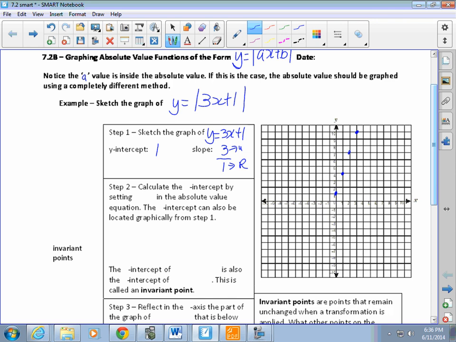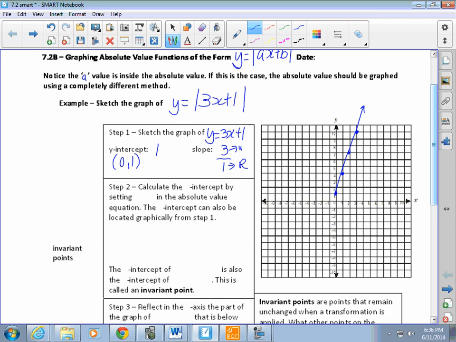Okay, so we have our graph. Our y-intercept is at (0, 1). I drew that in there, so there would be that line. I would go like this. Use your ruler so you have nice straight lines. That's what it would look like.